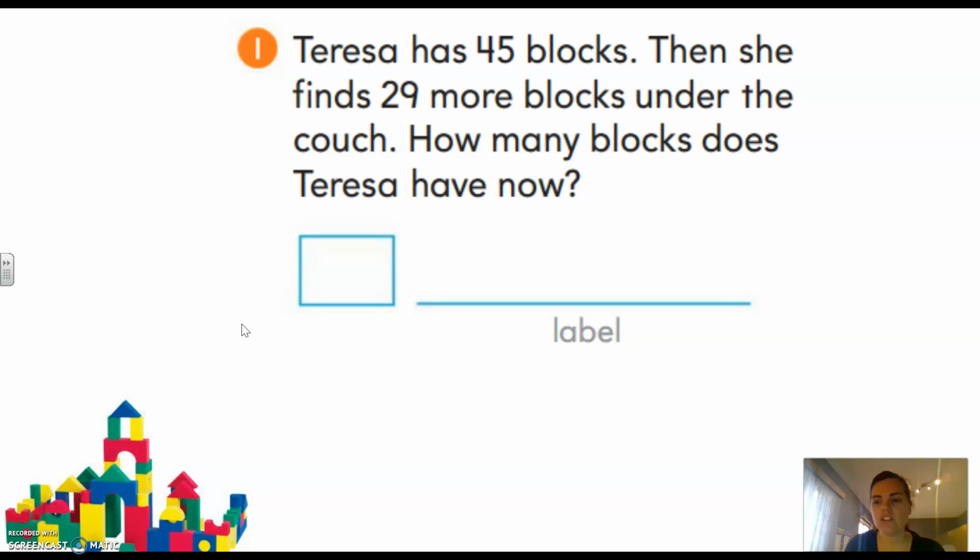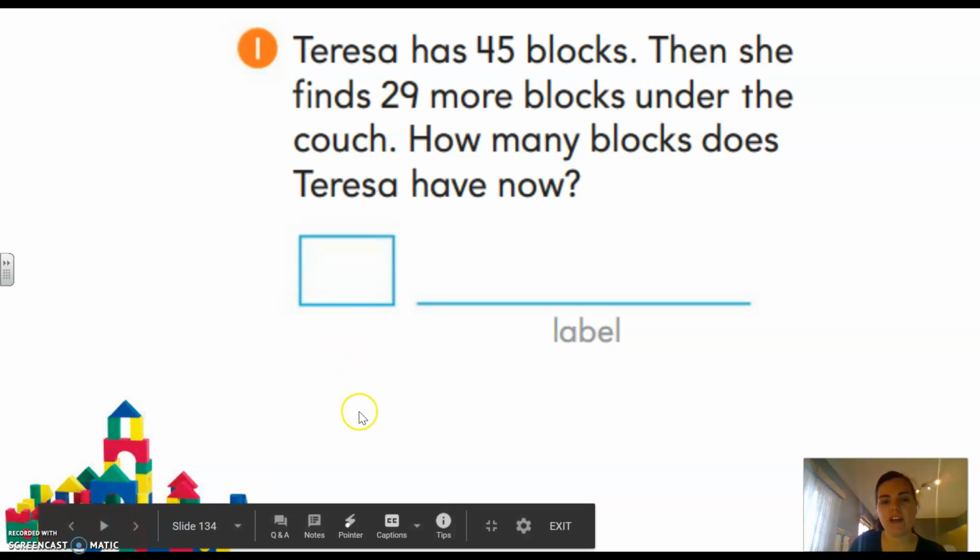So I want you to go ahead and draw a math mountain on the side. And I want you to think to yourself, do we know the total yet? It says, how many blocks does Teresa have now? She has 45 blocks to start with, but then she finds 29 more. So we can identify we don't know the total yet. So I'm going to put an unknown box at the top of my math mountain, and then my two add-ins are 45 plus 29.